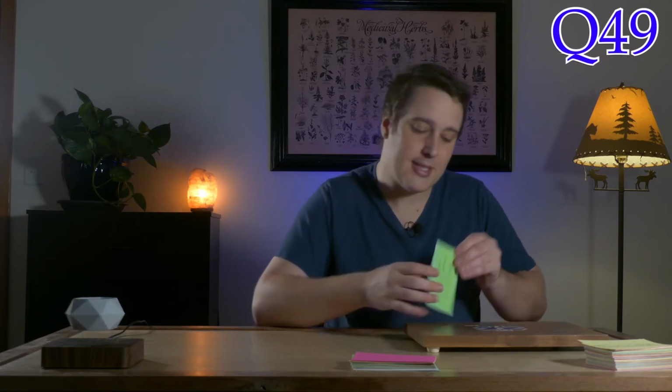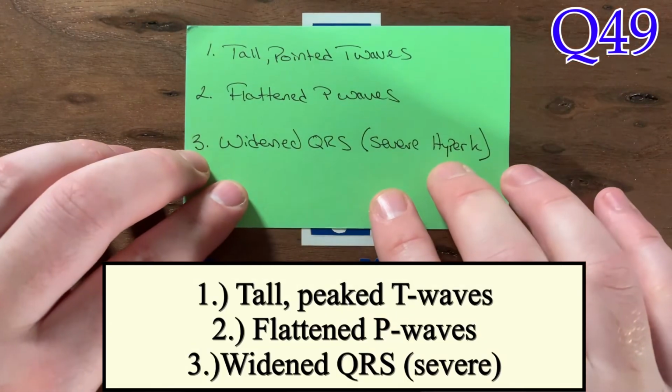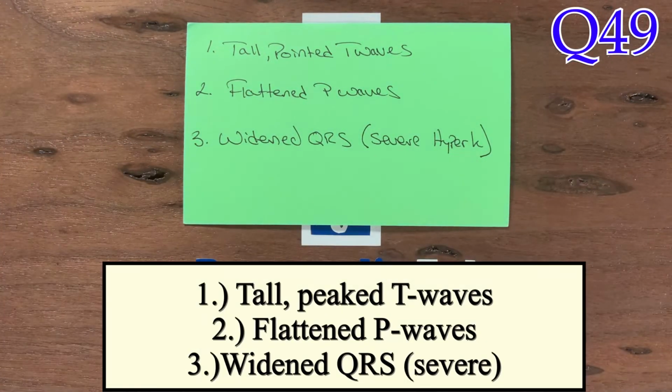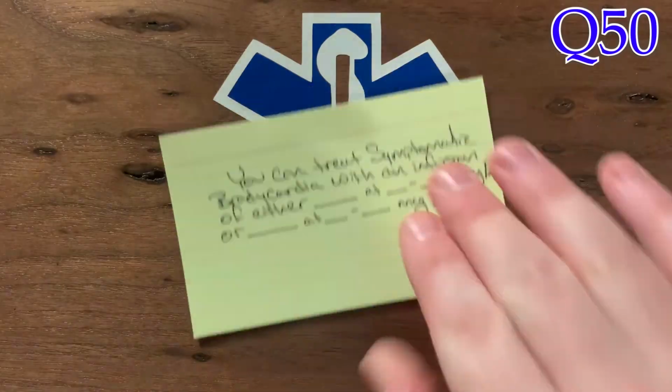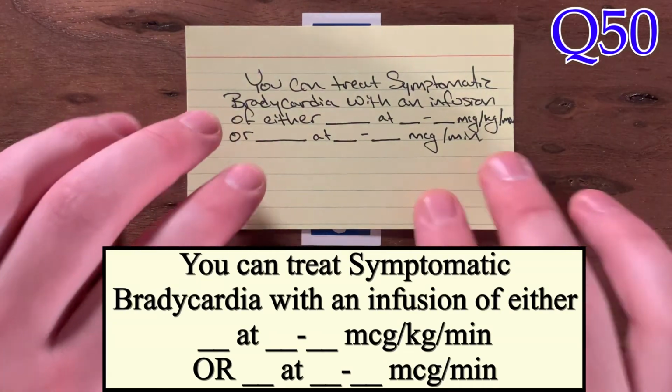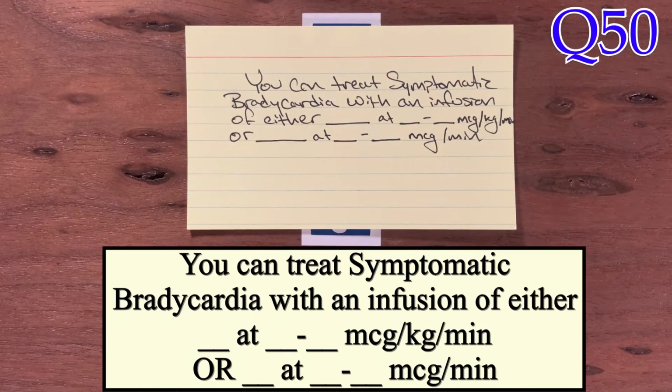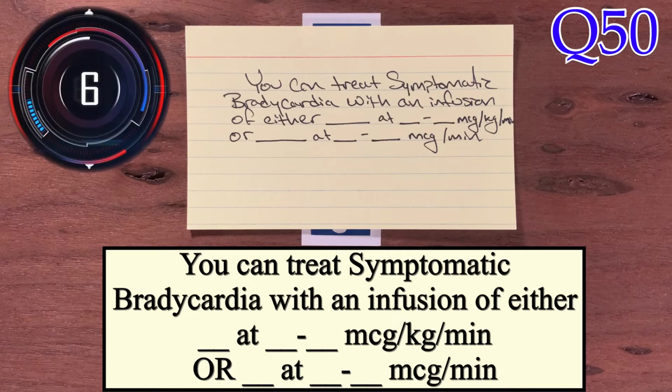So the first and one of the most widely known representations of hyperkalemia on an ECG is going to be tall, peaked T waves. Secondly, you might also find that you have flattened P waves. And thirdly, with severe hyperkalemia, you're going to see a widening QRS complex. All right, and last up we have question 50. You can treat symptomatic bradycardia with an infusion of either blank at blank to blank micrograms per kilogram per minute or blank at blank to blank micrograms per minute.